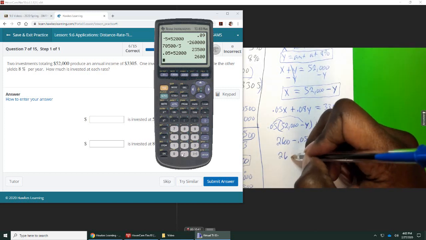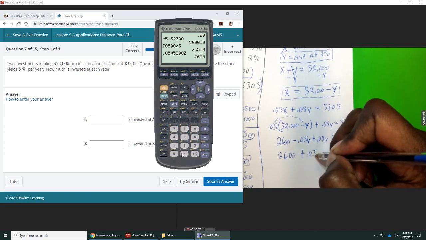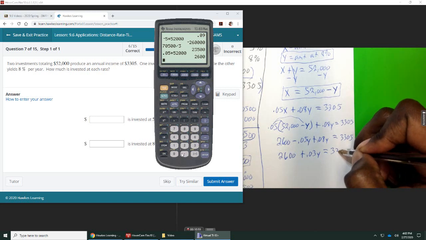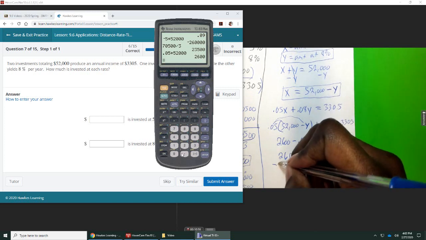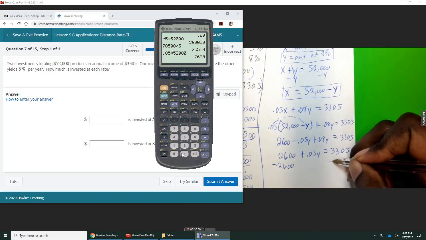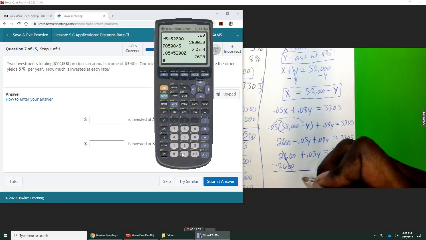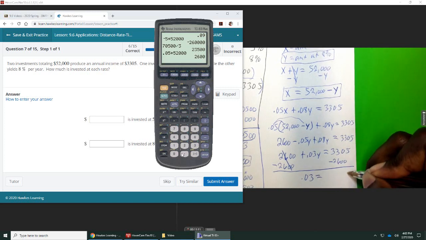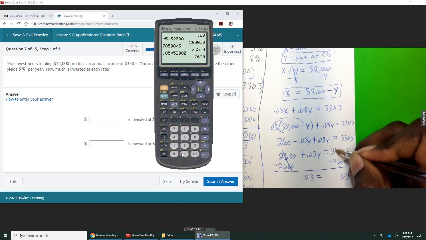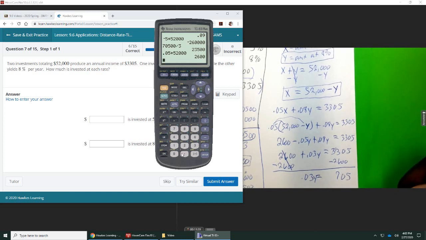Combine like terms here, so we're going to subtract these two since they're different signs, and that will give us 2,600 plus 0.03y equals 3,305. And from here, we're going to subtract 2,600 from both sides. This will cancel. That will give us 0.03y equals, subtract this, we get 5, 0, borrow 1, 13, we get 705, and then divide by 0.03.